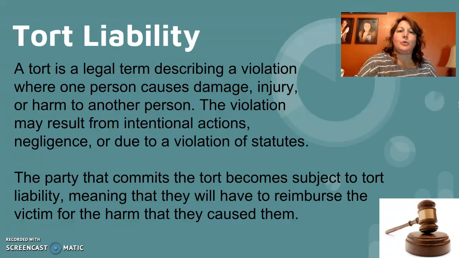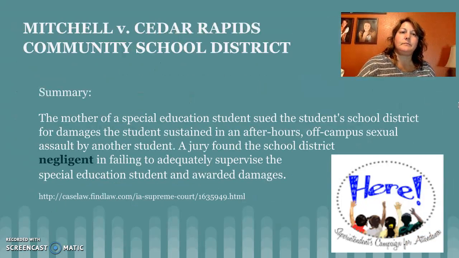The definition of tort liability describes a violation when one person causes damage to another person, and the violation may result from intentional actions or non-intentional actions. The party that commits the tort may become subject to consequences, court rulings that order them to reimburse the victim for the harm that they have caused.